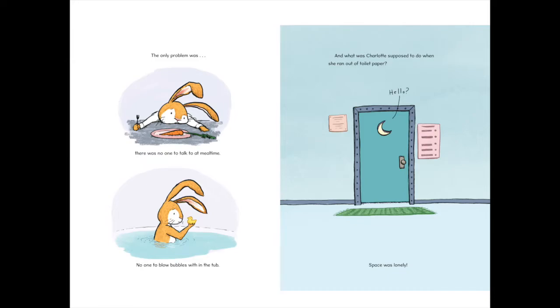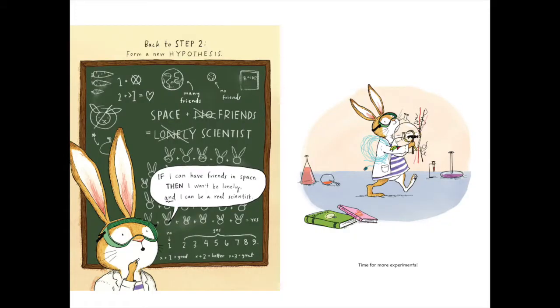Okay, let's check our thinking. Back to step 2. Form a new hypothesis. Oh, well, this makes sense, readers, because scientists sometimes, when they have problems, they come up with ideas, and then when those ideas don't exactly work out, they go back and come up with new ideas. So it makes sense for her to go back to step 2. If I can have friends in space, then I won't be lonely and I can be a real scientist. Time for more experiments.